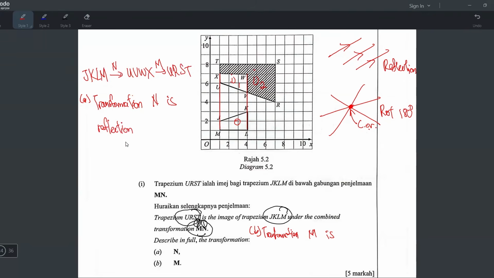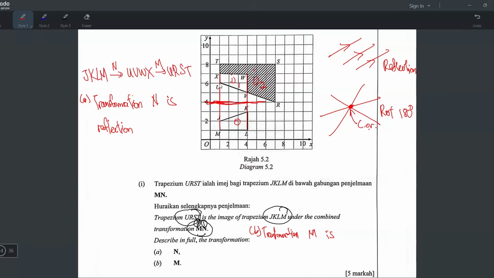But you will not get full marks if you just write here. If you just stop here, you will not get full marks. You have to mention the isi penting. Yeah, so what is the isi penting? Okay, when you describe reflection, you have to mention the reflection line. So what is the reflection line here? Very easy, just find out the midpoint of this line. So you have 1, 2, 3, 4, 5, 6. So bahagi 2, 1, 2, 3. So this is the reflection line.